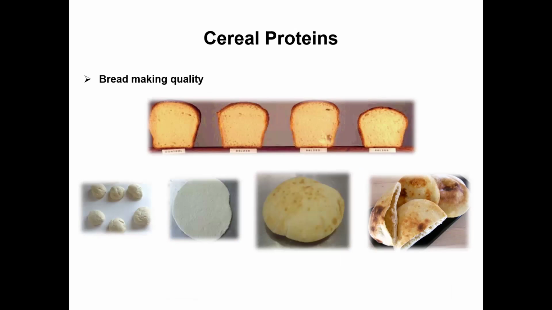Then you bake, you look at different gliadin to glutenin ratios and the impact on loaf volume. The higher the loaf volume, the higher the glutenin. And for pita bread, the higher the gliadin ratio, the better your pita bread. It spreads, it doesn't shrink and become thick.